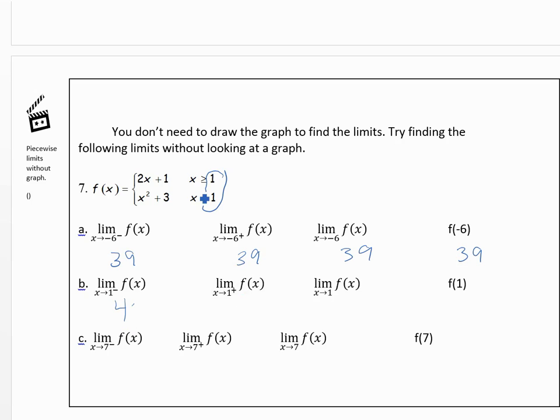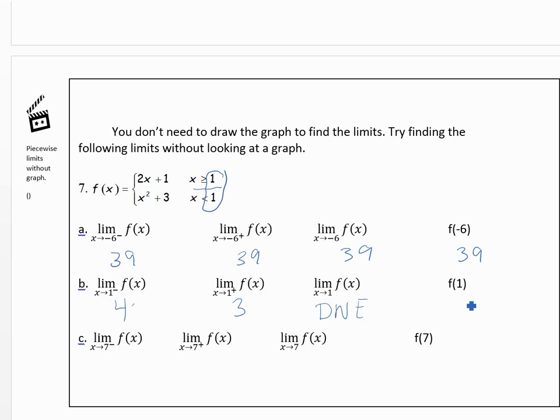For the right-handed limit, we want to go where we're greater than 1. So we plug 1 in up here, which would be 2 plus 1, which is 3. Now, since the left-handed and the right-handed limit are not equal, our limit does not exist.